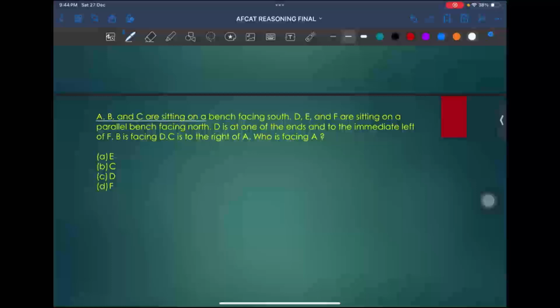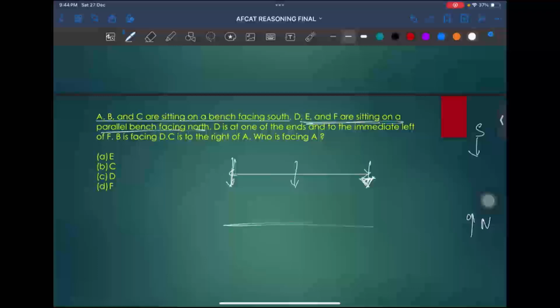A, B, C are sitting on a bench facing towards south. So they have given that there are 3 persons, that is A, B, C, facing towards south. This will be the south direction, correct? This will be the north. D, E, F are sitting on a parallel bench facing towards north. In the sense, A, B, C, D, E, F.